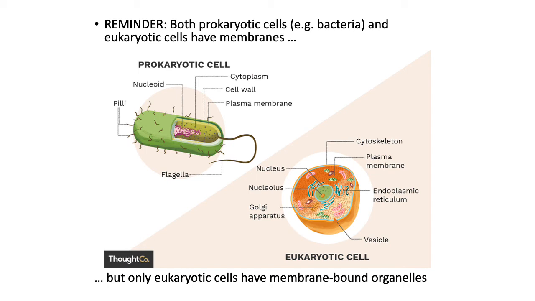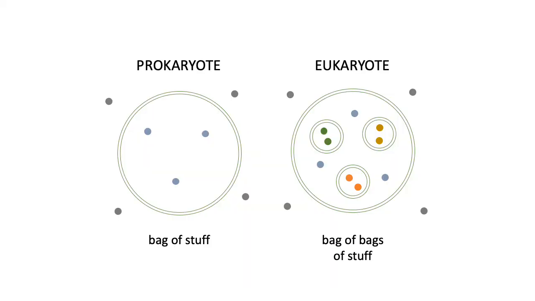And so I think I used this analogy before, but I like to think of a prokaryotic cell as a bag of stuff. There's just the membrane on the outside. Sometimes there's two membranes on the outside, right next to each other. But there are no membrane-bound organelles inside of that. Eukaryotic cells I like to think of as bags of stuff. Each organelle has its own job and its own membrane, and then they're all contained within the larger cell membrane.